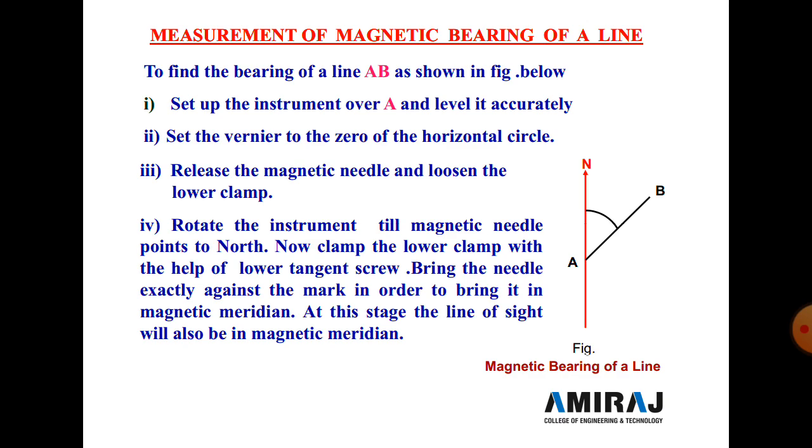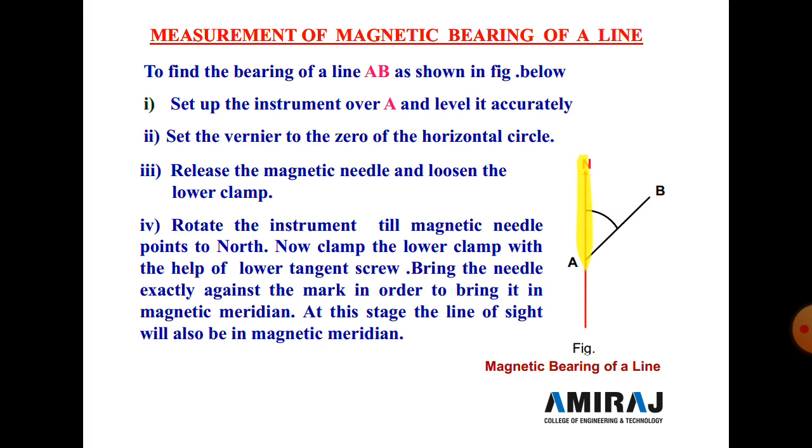and turn the telescope to the north direction point. So here we turn the telescope to the north direction point, and then fix the lower clamp screw. Clear? Here when we fix the lower clamp screw, our instrument is perfectly set in the north direction at 0 degree. Clear?